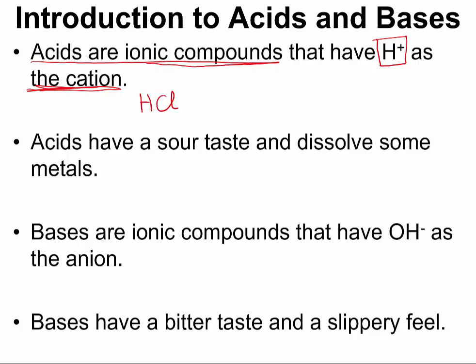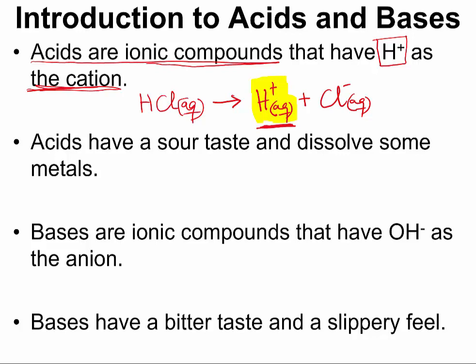Hydrochloric acid, HCl. When you dissolve hydrochloric acid in water, it will dissociate to give hydrogen ions and chloride ions, which means it is behaving like an ionic compound. And it is giving us hydrogen ions in aqueous solutions. Anytime you see hydrogen ions, as written here in aqueous solutions, you know you are dealing with an acid.